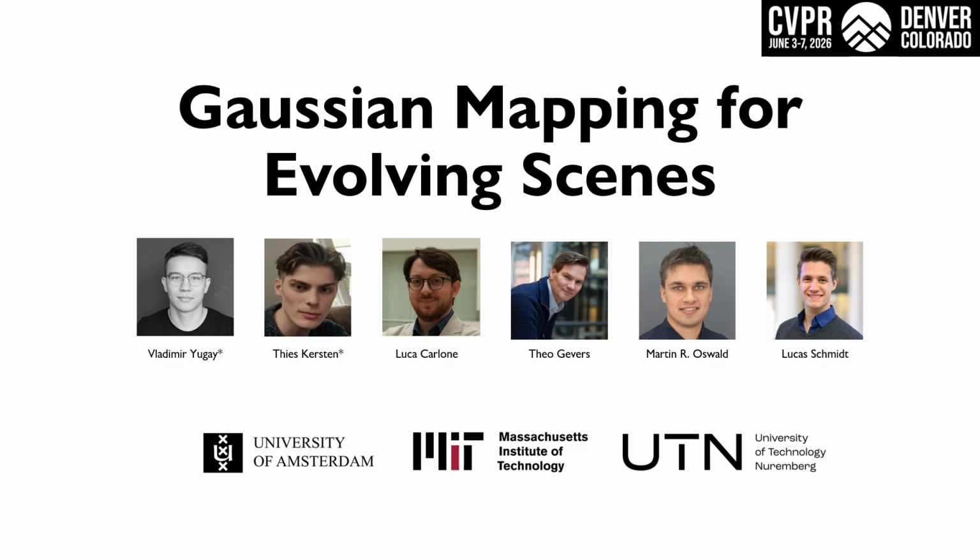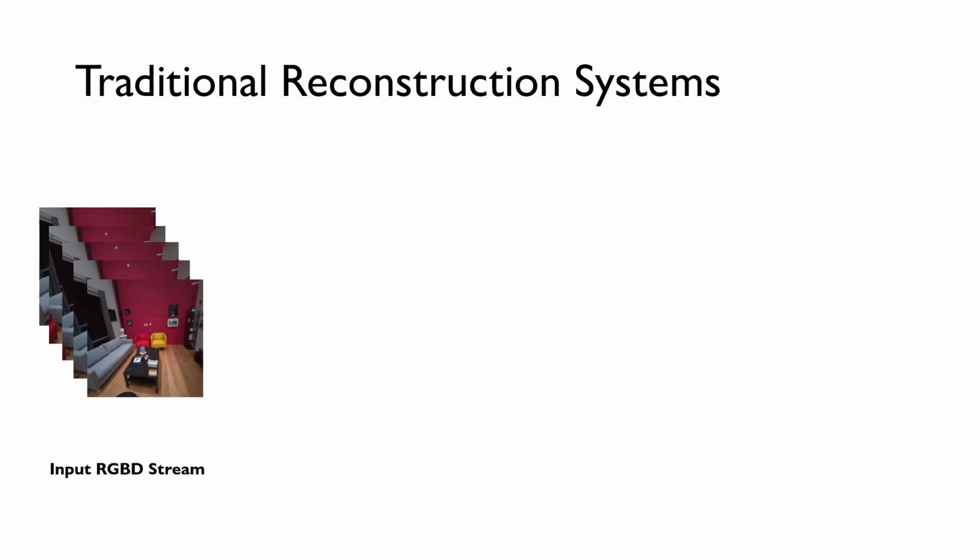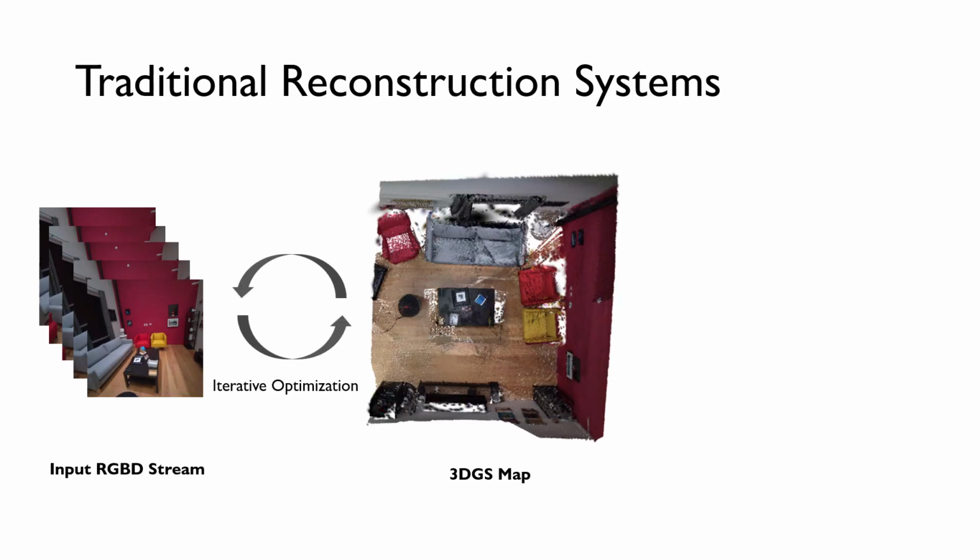We present Gaussian mapping for evolving scenes, the first online Gaussian splatting framework designed for the long-term reconstruction of evolving environments. Traditional online 3D GS reconstruction systems take an RGBD stream as input. They iteratively grow and optimize a global 3D map using photometric losses across keyframes. The map is then used for novel view synthesis.